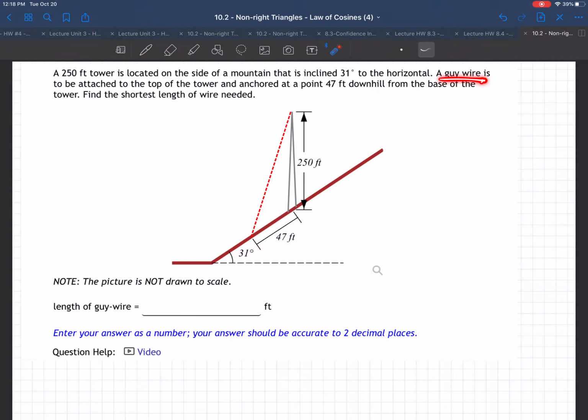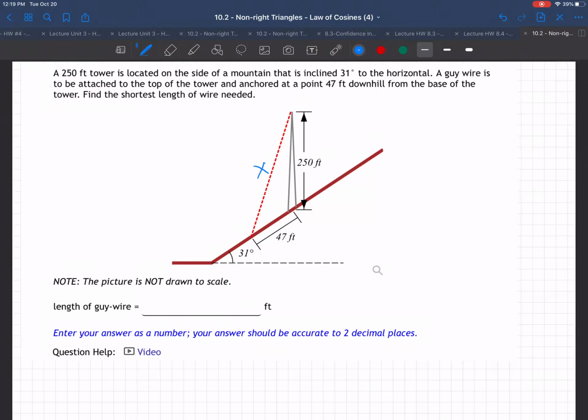A guy wire, that's this wire right here, is to be attached at the top of the tower and anchored at a point 47 feet downhill. See how this is 47 feet downhill for that wire, from the base of the tower? 47 feet from the tower's base down there. Okay, find the shortest length of wire needed. So in other words, what is this X? It's like a little triangle. We want that side of the triangle. That's basically what we're doing.